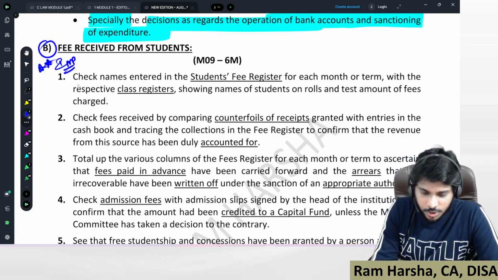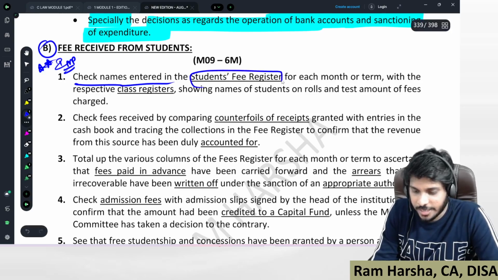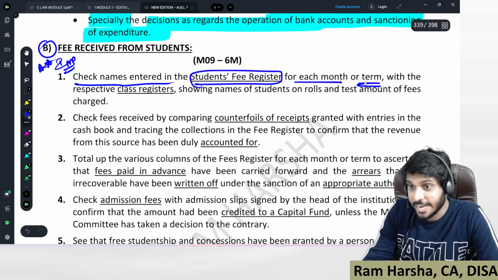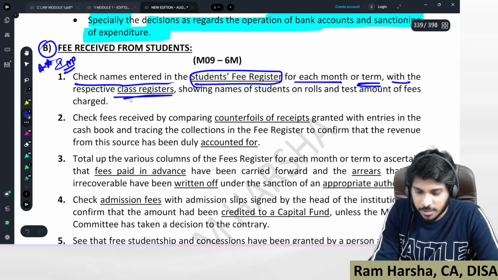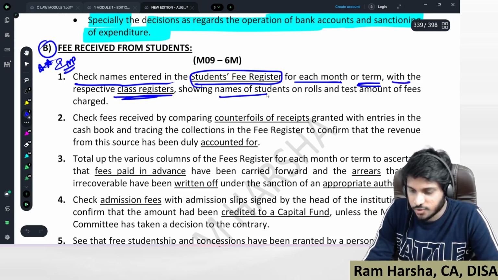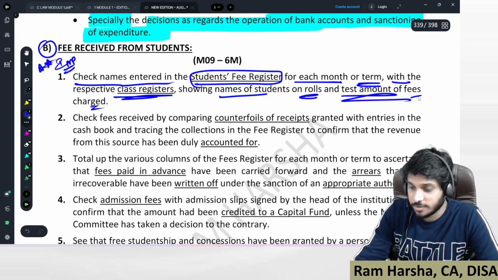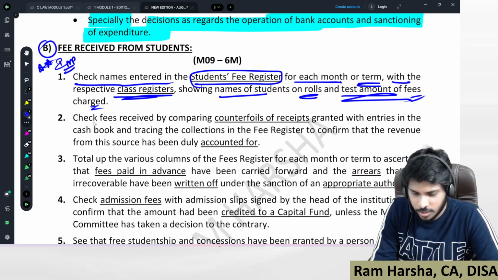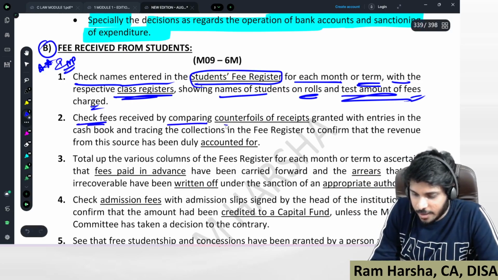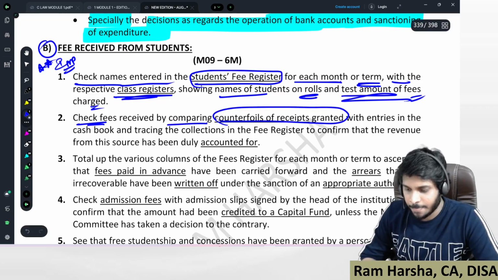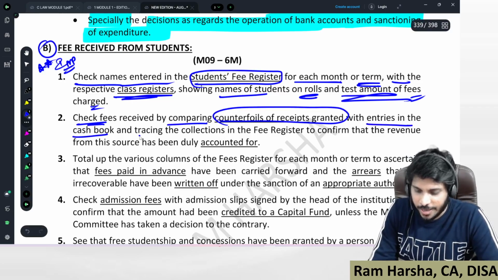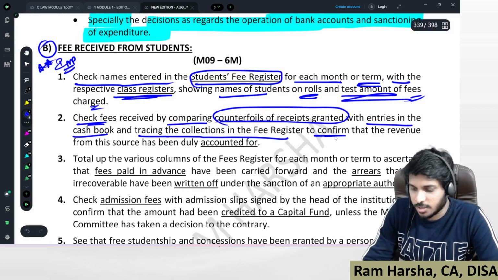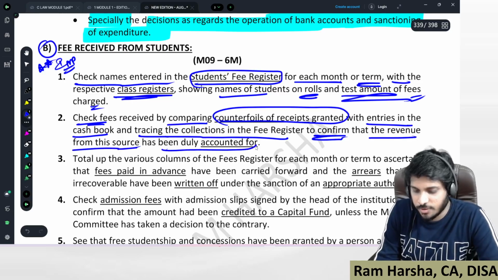See that. Check names entered in the student fee register for each month or term with the respective class register showing names of students on roll numbers, and test the amount of fees charged. What is the fees charged? What is the fees as per the price list, MRP list? Check fees received by comparing counterfoils of receipts granted and entries in the cash book, and trace the collections in the fee register to confirm that revenue from this source has been fully accounted.